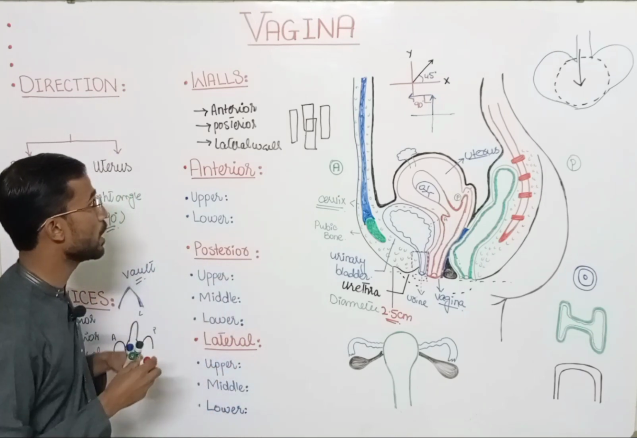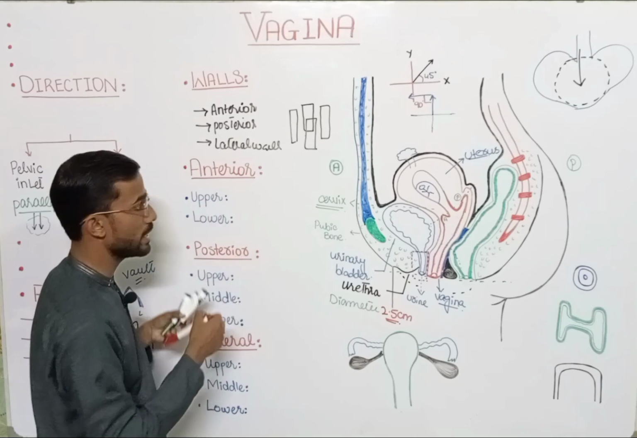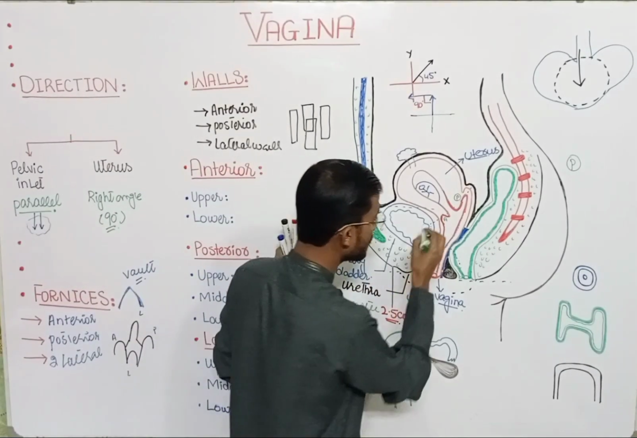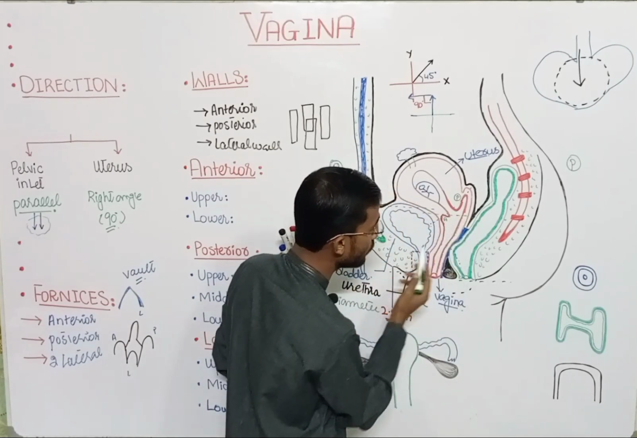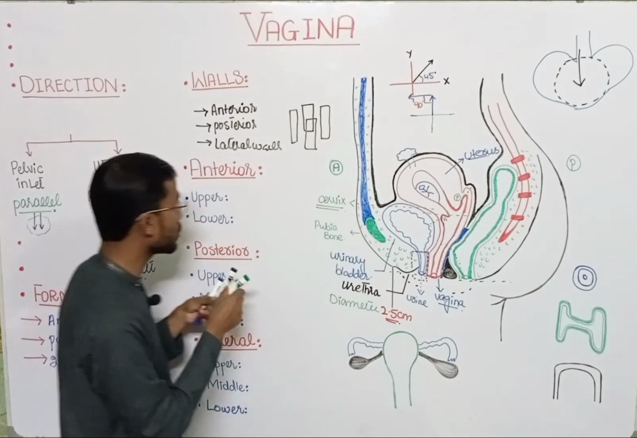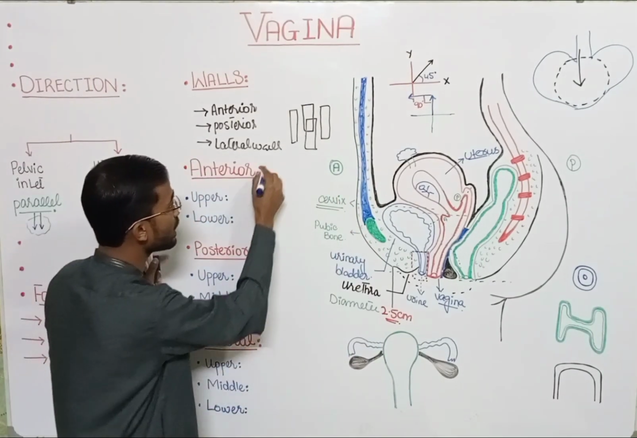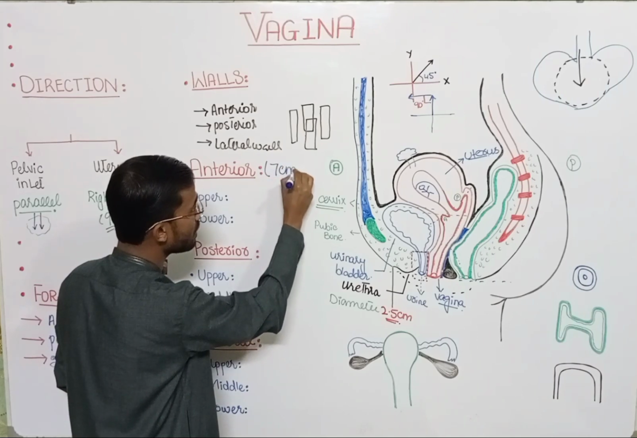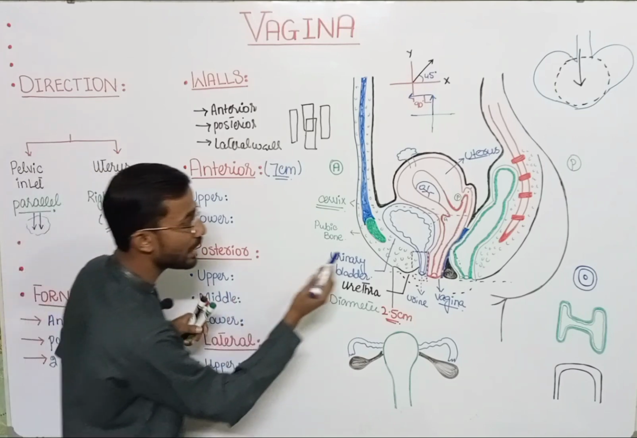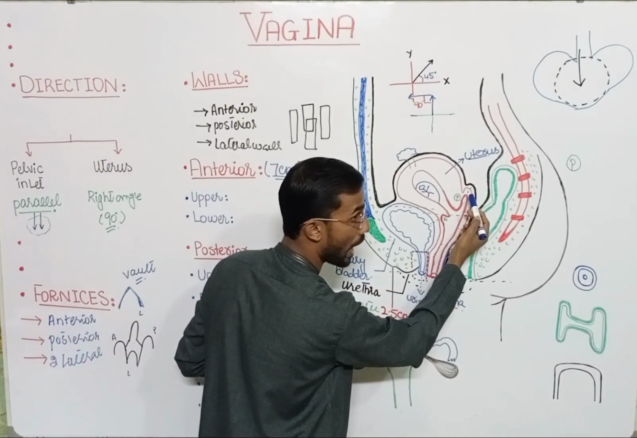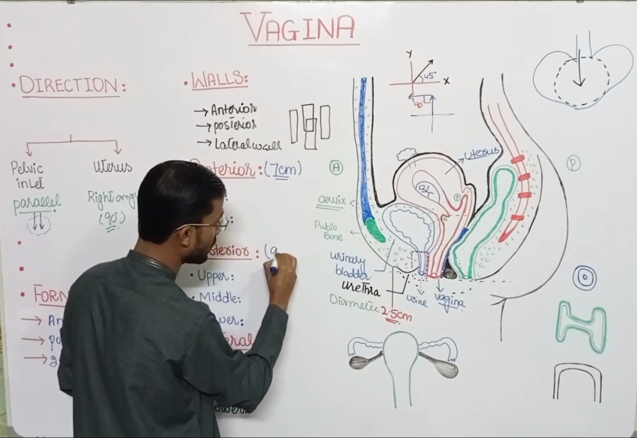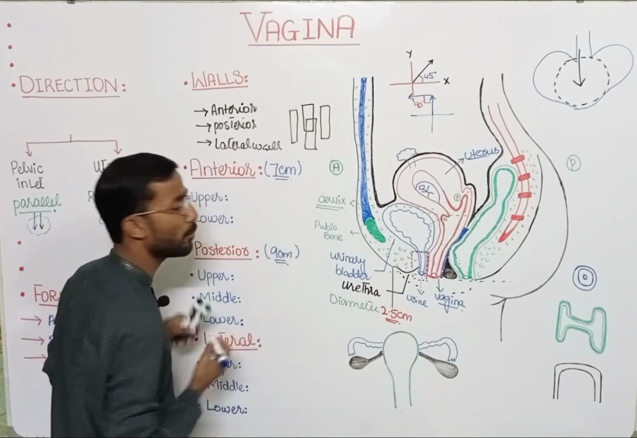The anterior wall is smaller than the posterior. Here you can easily see that the anterior wall is smaller than the posterior one. The anterior wall is 7 centimeters in length, but the posterior wall, which is higher and forms a deeper fornix, is 9 centimeters.